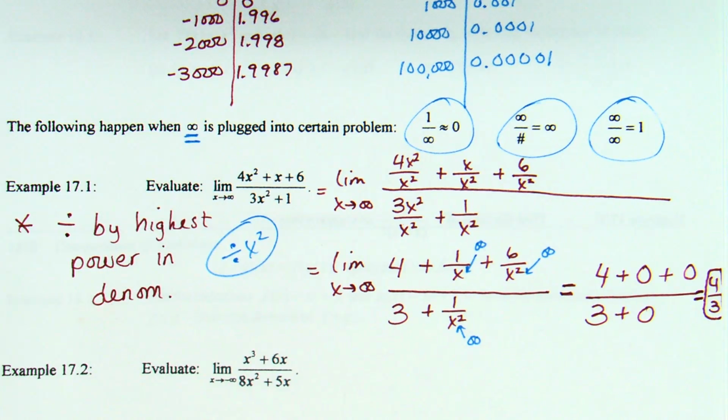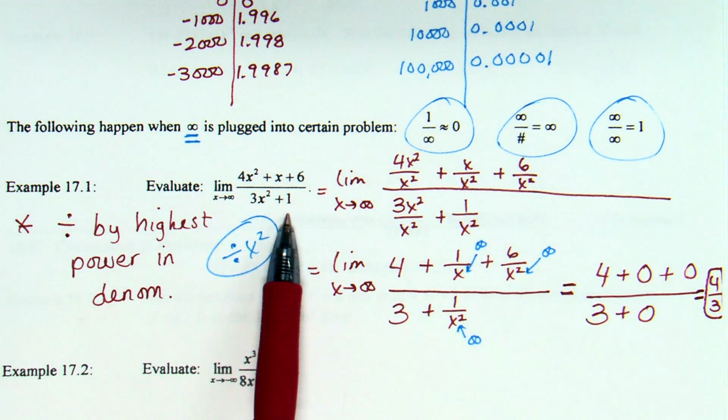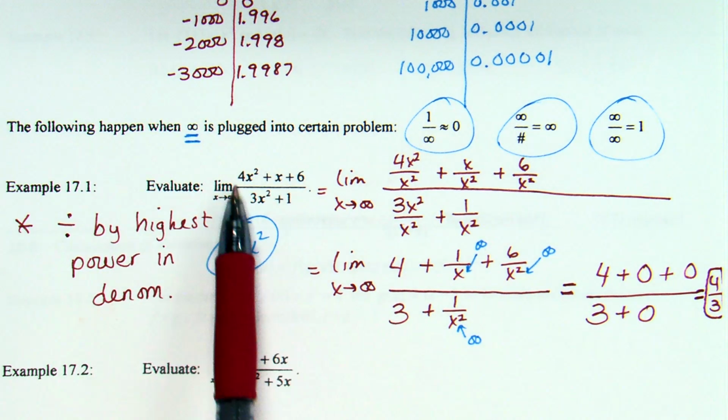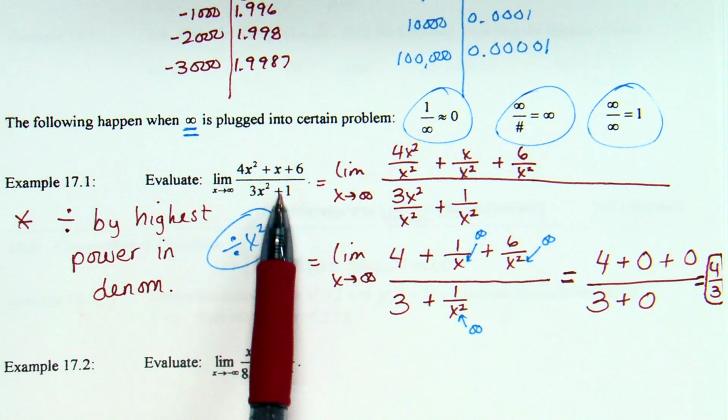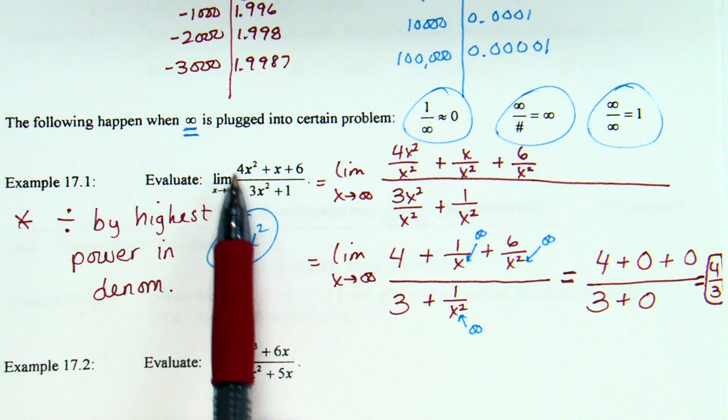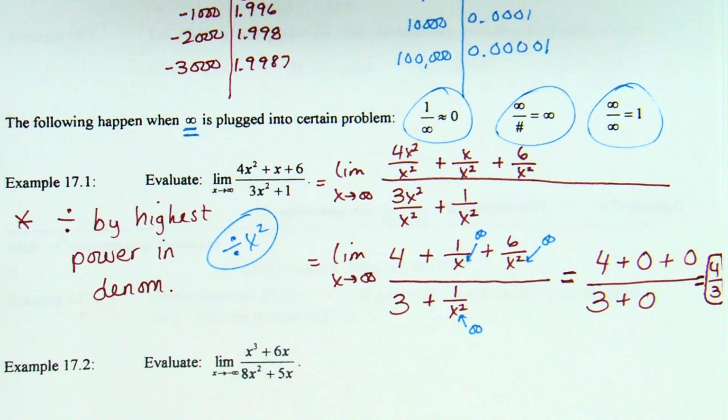Shortcut wise, did you guys catch it? When your highest powers match, what did our limit end up being? The coefficients. Because all these other little things didn't matter. It was all about the highest powers. The highest powers control it. Kind of like horizontal asymptotes, when the highest powers match. There you go.